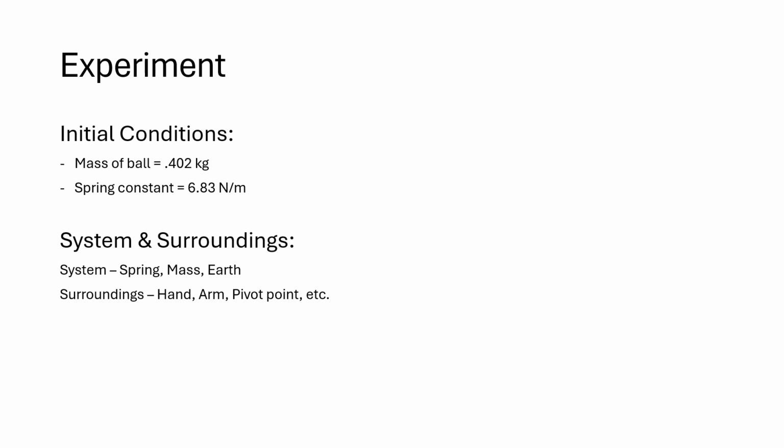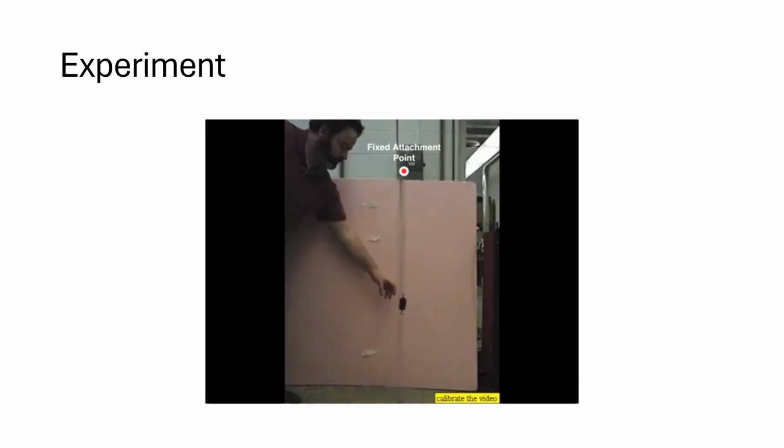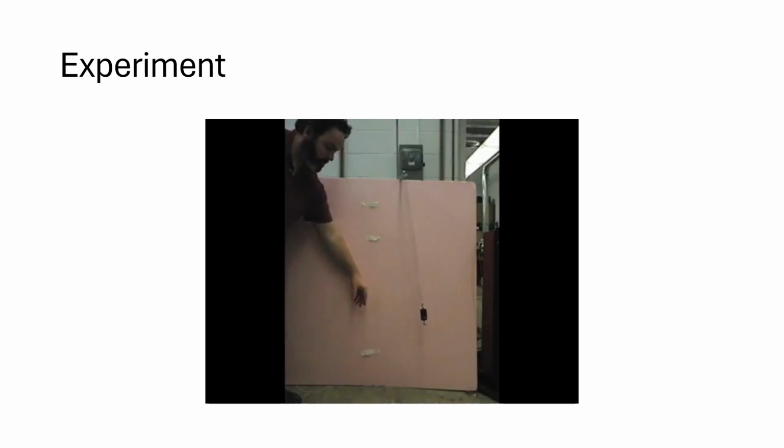And then for my system and surroundings, I chose the system of the spring, mass, and Earth to be able to use gravitational potential energy, and my surroundings were the hand, the arm, pivot point, basically everything that's not the system. And this is a video of the experiment. He just lets go of the mass, and it's just moving around on the spring.